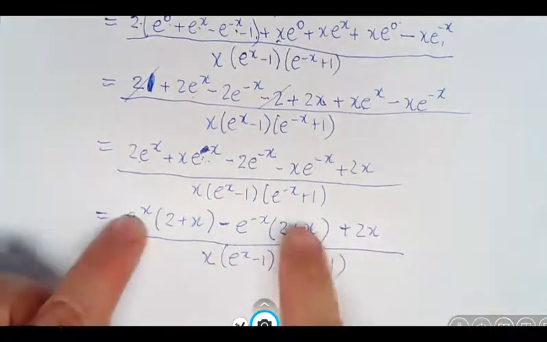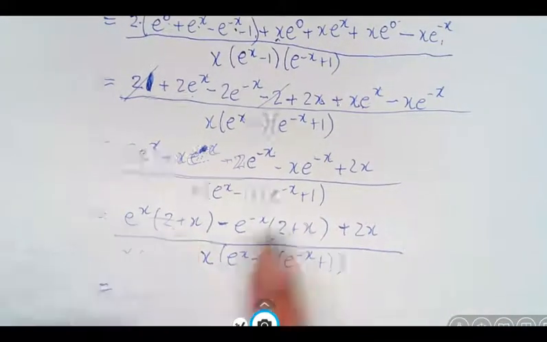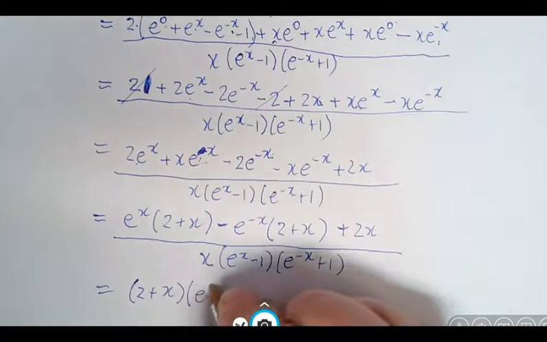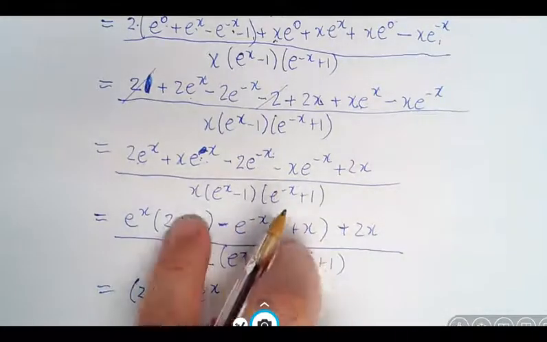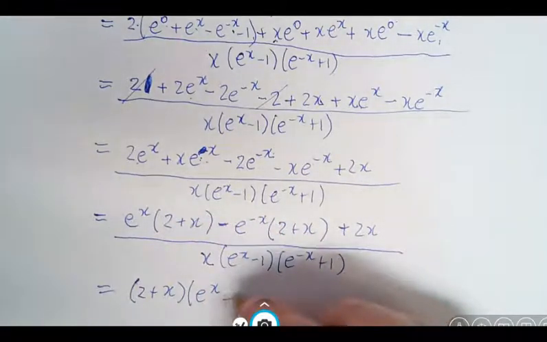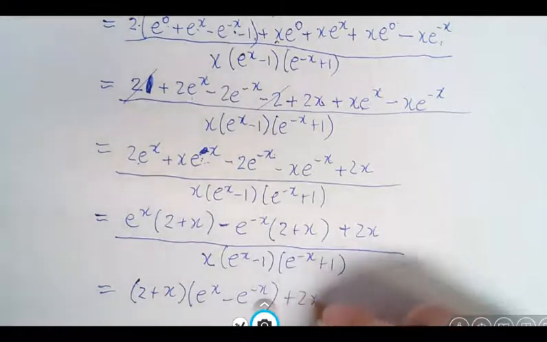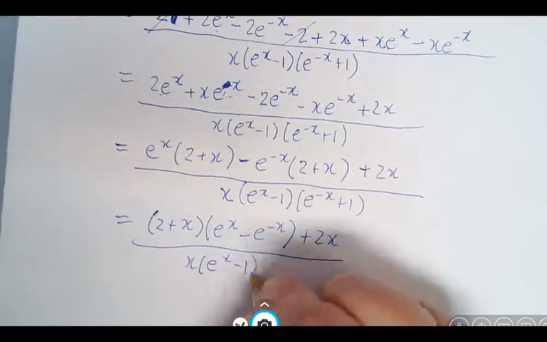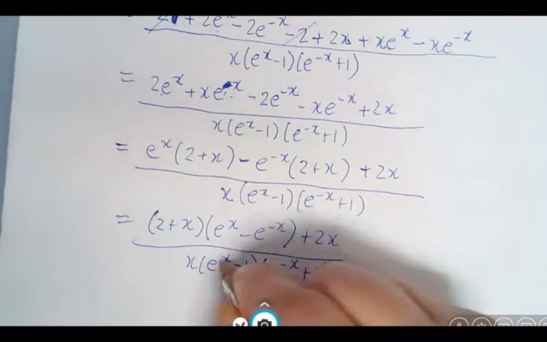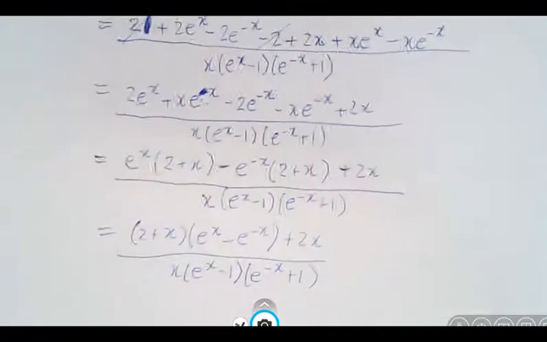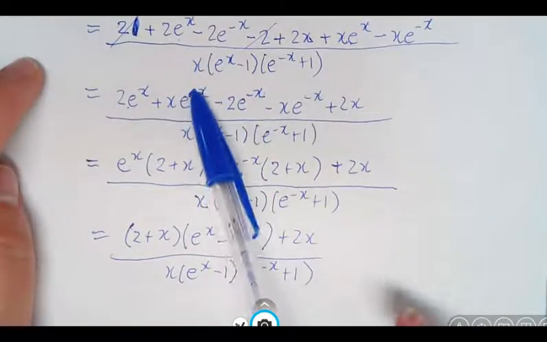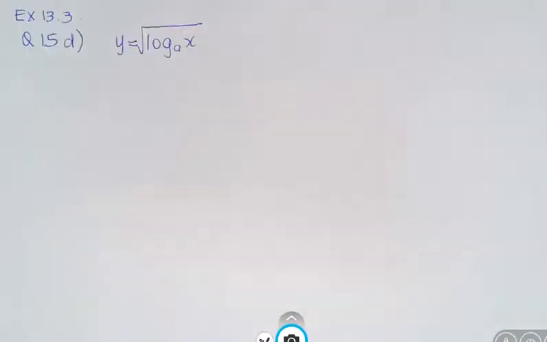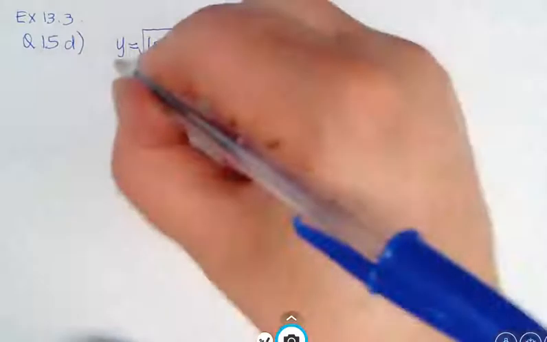And actually what I can do with these two is that 2 plus x is a common factor of those two. So I've actually got 2 plus x times e to the x minus e to the negative x, plus 2x over the denominator, x e to the x minus 1, e to the negative x plus 1. Now I know that's quite involved and a bit tricky. Okay, but you can see just by making a little mistake how it would change the whole answer and outcome. Just a few harder examples towards the end of the exercise.